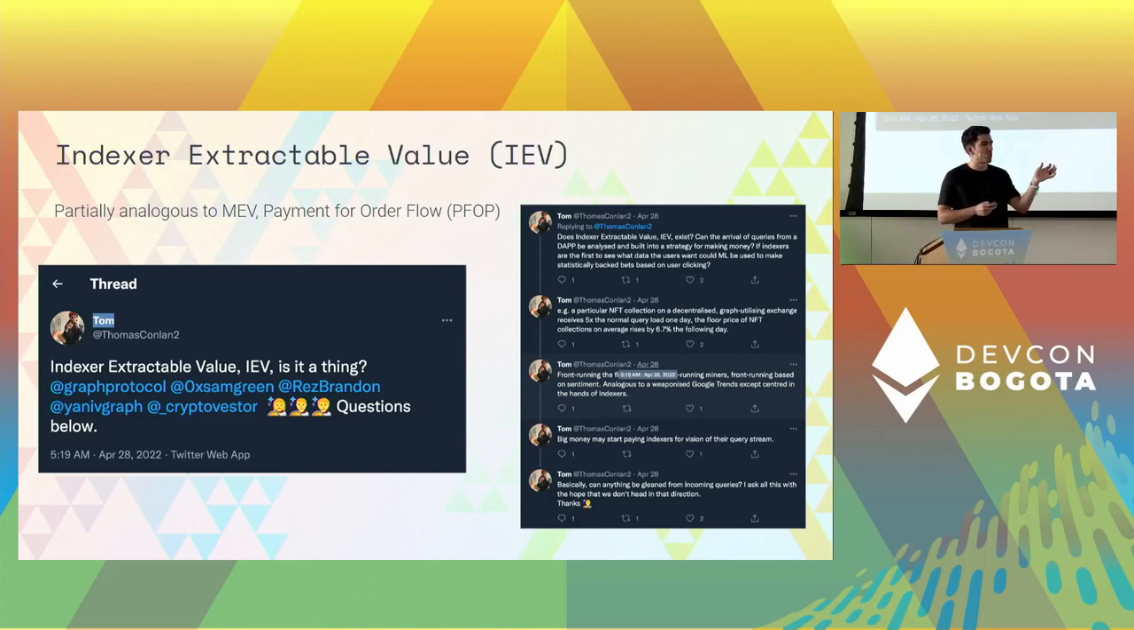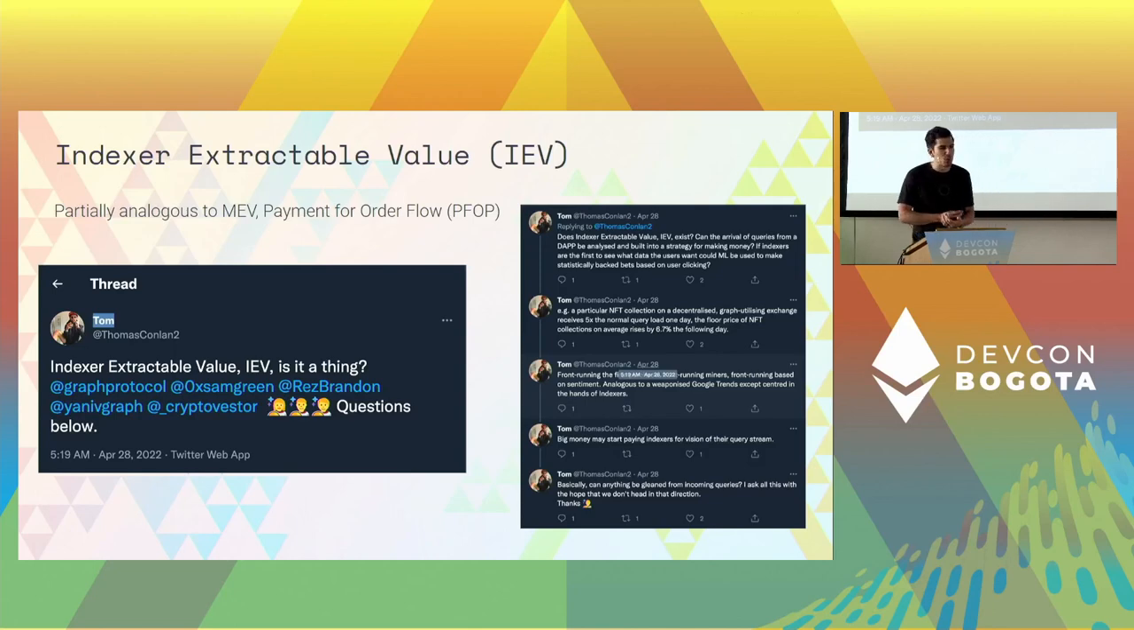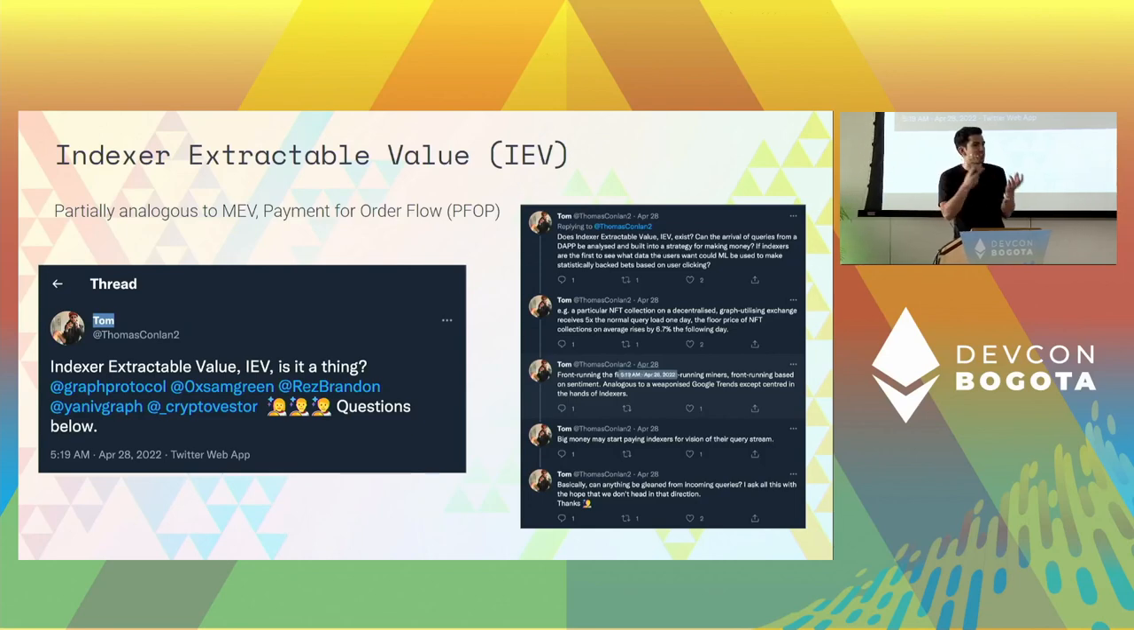Another one is a little bit more speculative, but I think it's an interesting thought experiment: index extractable value. This was an idea put forth by someone in our community. You can think of this as a little analogous to MEV, or payment for order flow, which got a lot of attention in the past year or two when people realized that Robinhood's business model for offering free stock trading to retail investors was that they sell the order flow to giant hedge funds like Citadel, and then Citadel, with its privileged access to this order flow, can extract all this value at the expense of the retail investor.